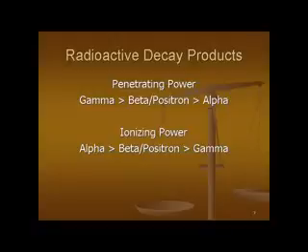In terms of ionizing power, the alpha particle, which has a 2+ charge, has the greatest amount of ionizing power, and that should make sense. When you compare it to a beta or positron, the beta particle has a 1 negative charge, the positron has a 1 positive charge, so less magnitude of charge with those, so less ionizing power. And the gamma radiation has 0 charge, and so its ionizing power is the least of those particles.